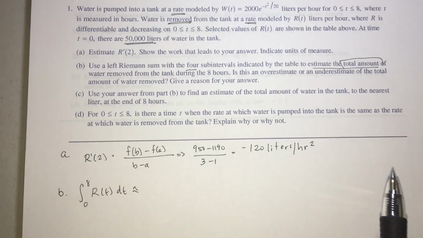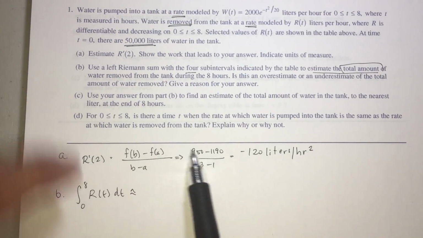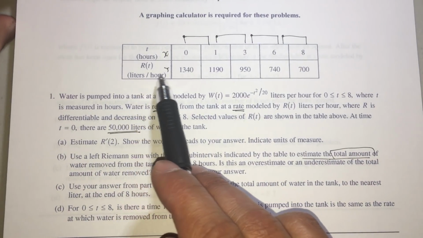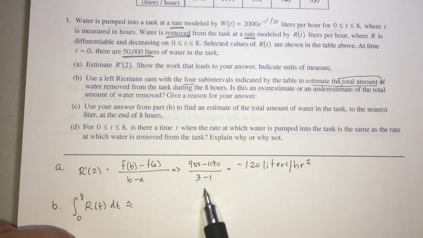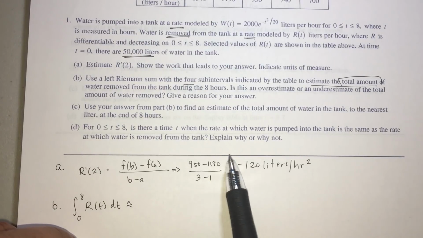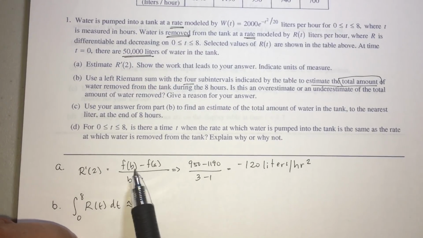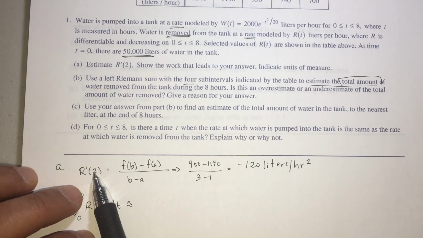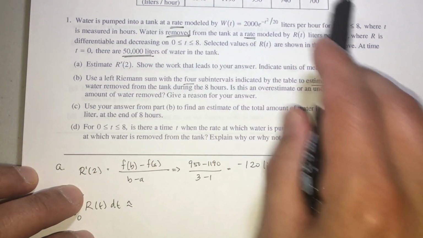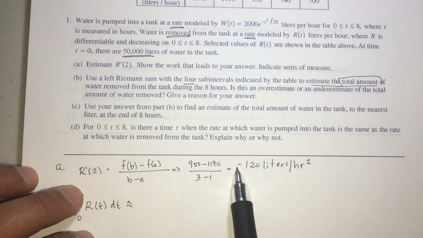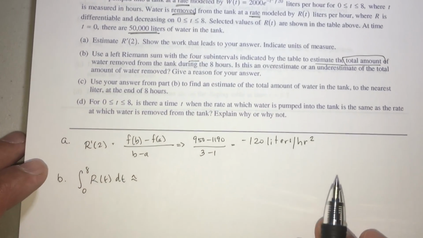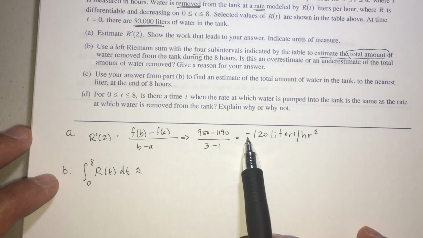Now, if you ever forget the units, think about this. This value is up here, liters per hour. And down here, this is just hours, so it's liters per hour per hour. So it's telling us that at t equals 2, at 2 hours, the rate of water leaking out is decreasing at 120 liters per hour. So that's the reason why it's negative.